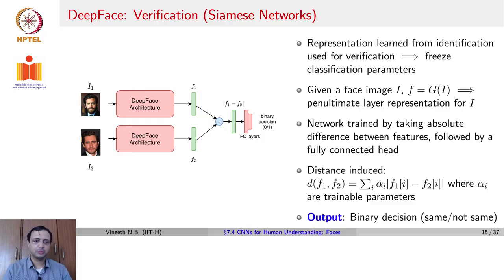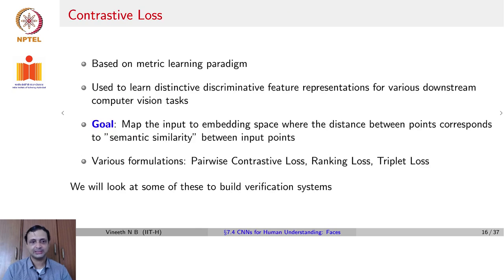This approach that was proposed in DeepFace, which was taken from the Siamese network idea of the 90s, has since been expanded in several ways. And one of the primary ideas which has been used is the notion of what is known as contrastive loss. Contrastive loss is a loss that's used for training the neural network based on the paradigm of metric learning in machine learning. Metric learning methods attempt to learn a distance metric rather than use a Euclidean distance metric or a cosine distance metric.